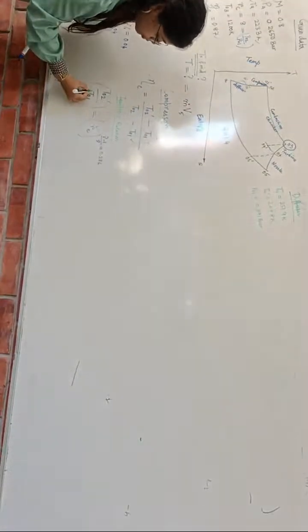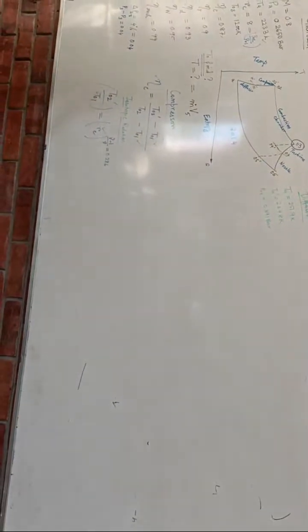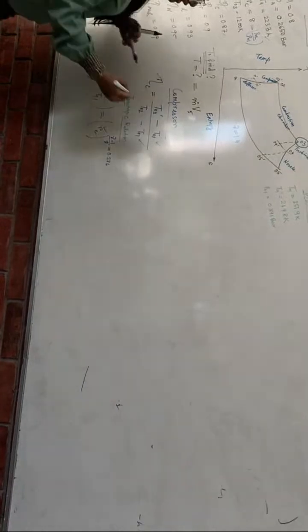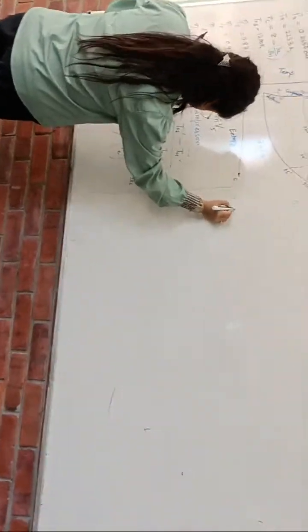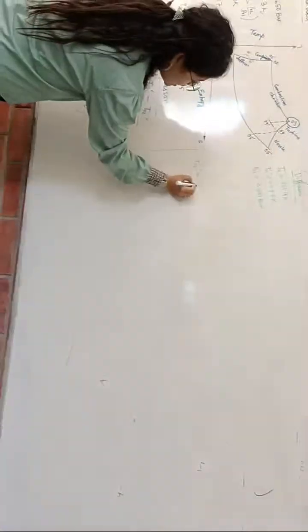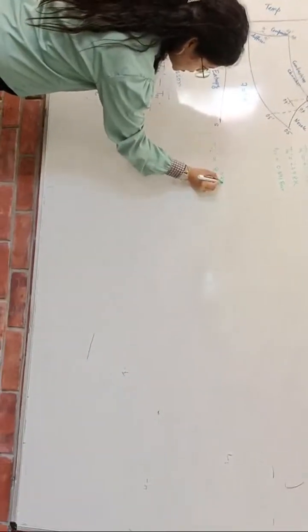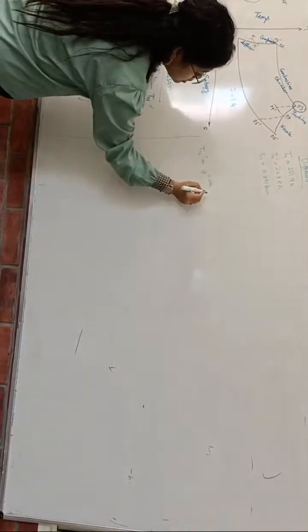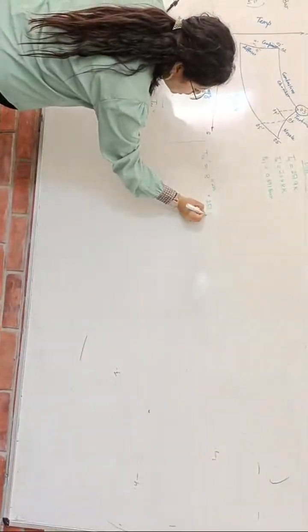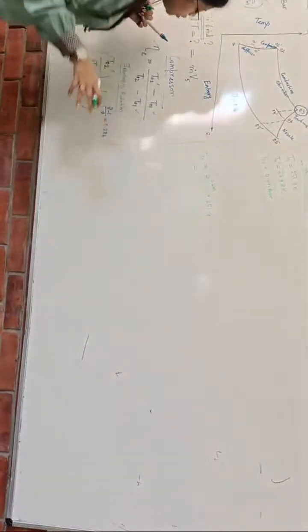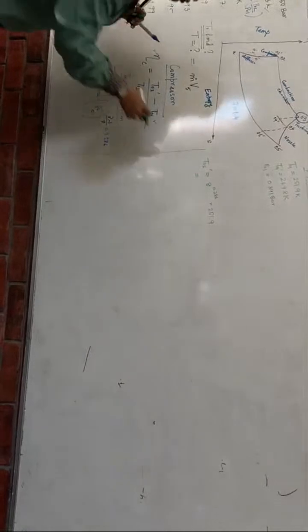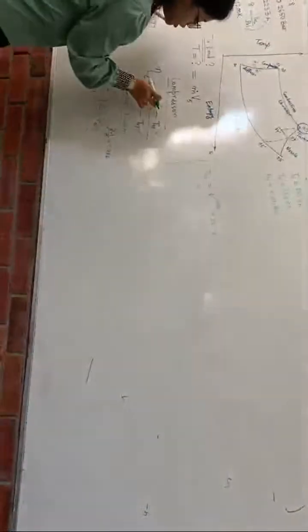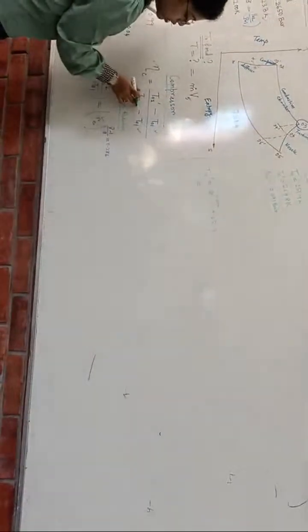Now this part is known. T01 is known. What is unknown from here? Quickly find out and tell me. So I can write T02 prime equals RC, which is 8, power 0.286, into T01, which is 251.9. You will get the value of T02 prime. And once you find the T02 prime, you can substitute here and you can find the unknown.